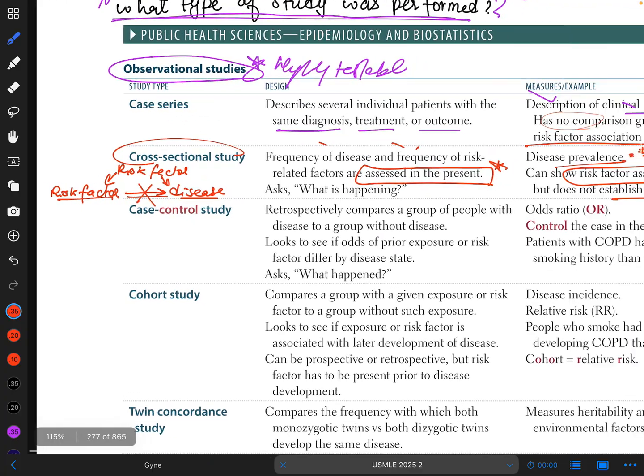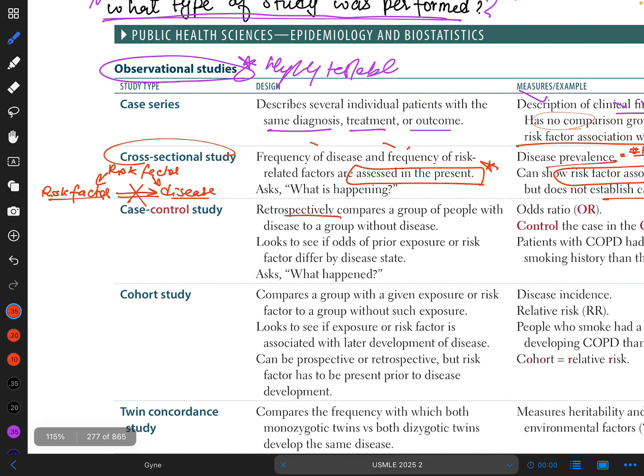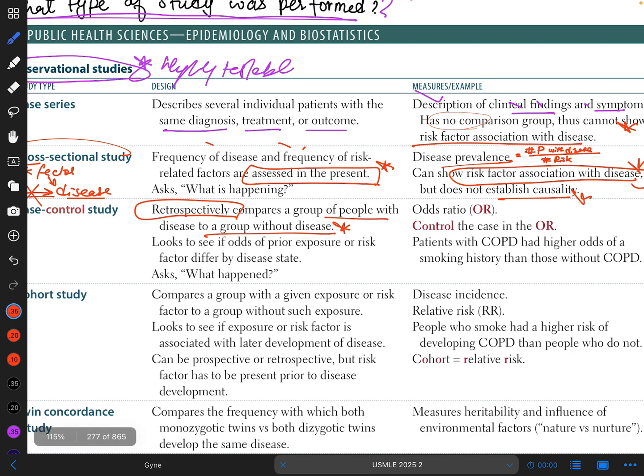A case-control study asks what happened. Because it is observational and retrospective, it looks into the past and compares a group of people with disease to a group of people without disease. The cases are the subjects with disease, while the controls are the subjects without disease. And in a case-control study, you are analyzing previous exposure.